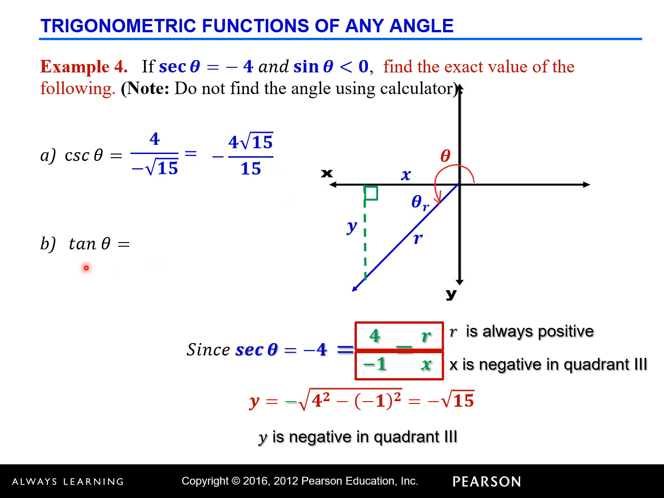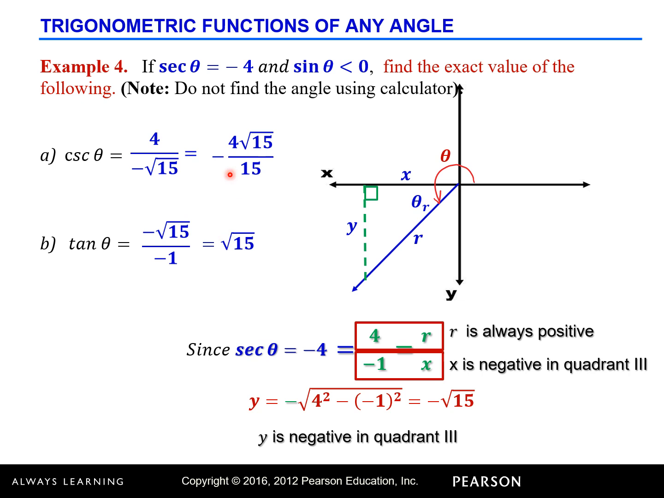Then for tangent theta, it is defined as y over x. So the y value is negative square root of 15, then the denominator is -1. So this is the y over x. If you simplify this, negative divided by negative is a positive. So we now have square root of 15.